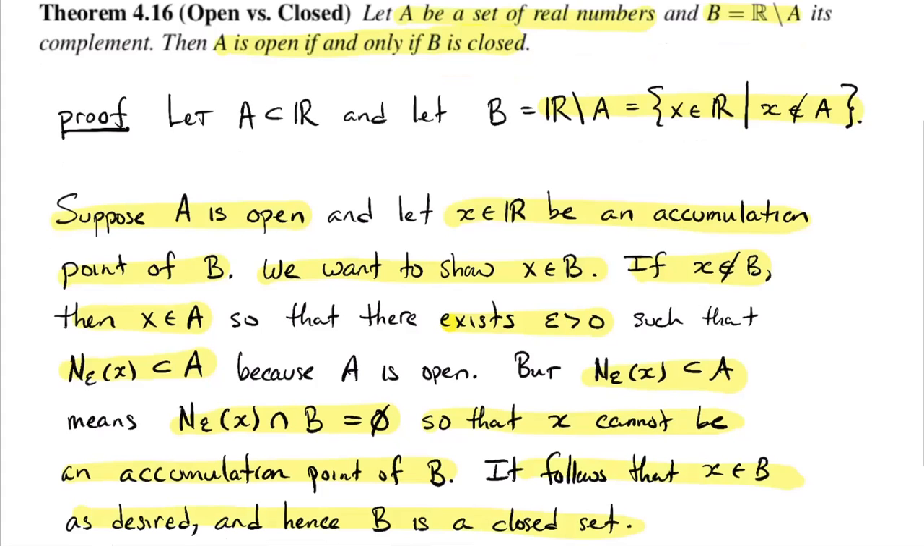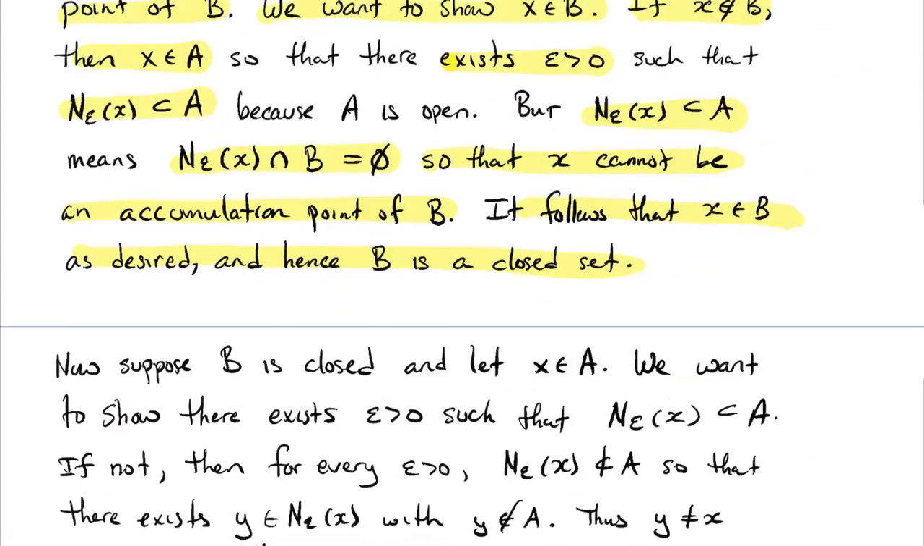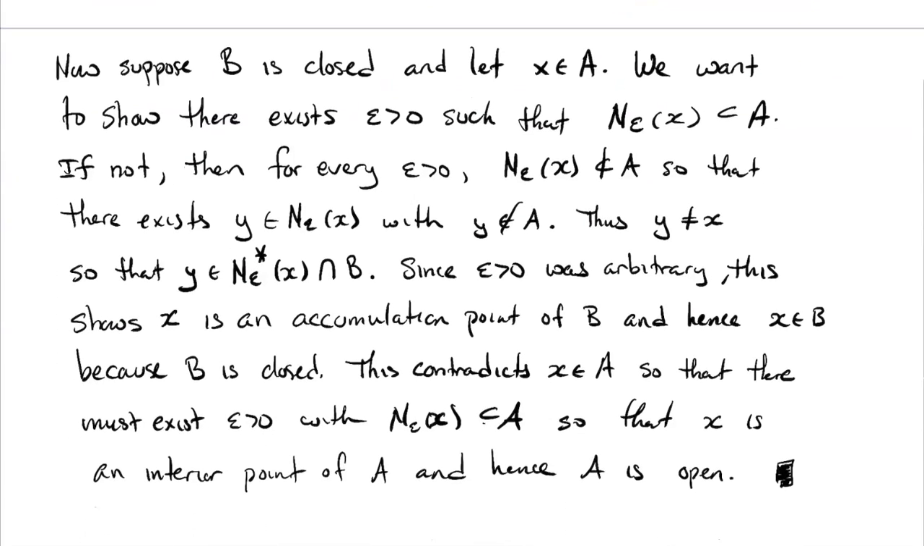Nice. All right. Stop the video and let that soak in. I'm just going to move to the second half of the proof. Now I want to assume B is closed and try to show A is open. To show A is open, I want to show every point is interior to it. So let's suppose B is closed, and let's pick a point X in A. I want to find an epsilon neighborhood of that point that's completely contained in A. I want to show that this point X is interior.